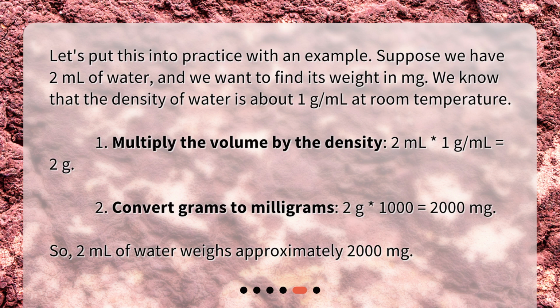1. Multiply the volume by the density. 2 milliliters * 1 gram per milliliter equals 2 grams. 2. Convert grams to milligrams. 2 grams * 1,000 equals 2,000 milligrams. So, 2 milliliters of water weighs approximately 2,000 milligrams.